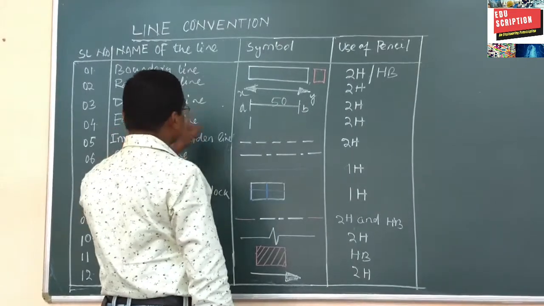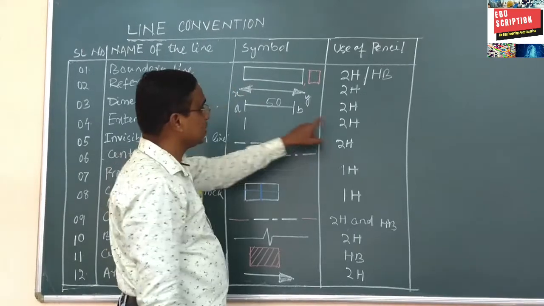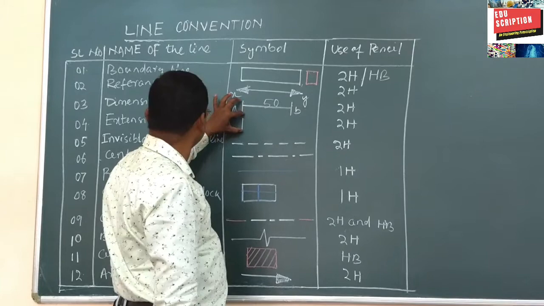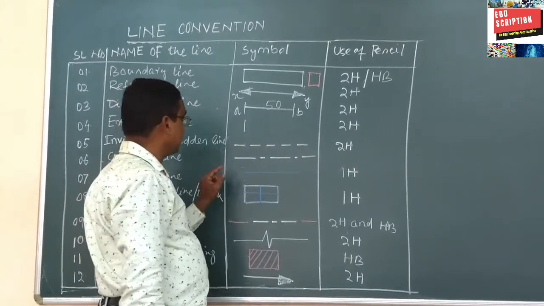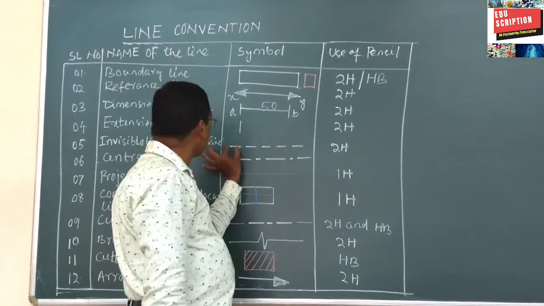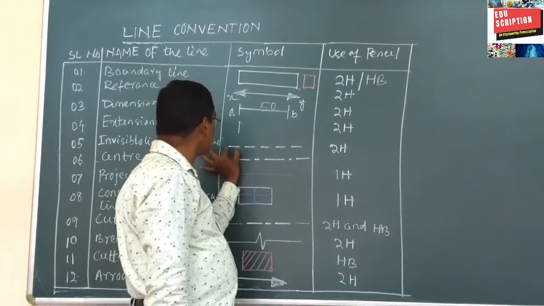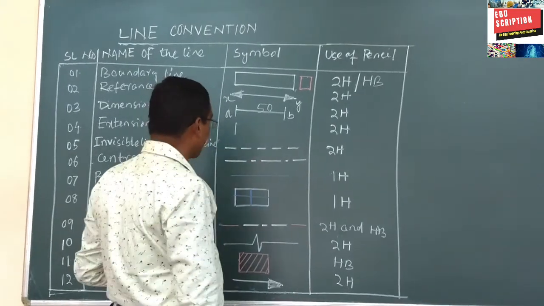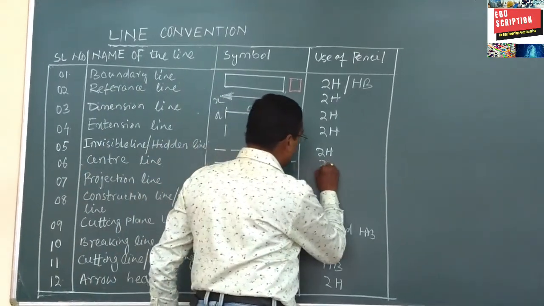Next one is the extension line. This is the dimension line, and this is the extension line, 2H pencil. This is approximately 8 mm. Invisible line or hidden line, that is a dotted line, 2H pencil. What is the line width? That is the gap width. Suppose the line is 2 mm, then the gap is also 2 mm. You will maintain that. Center line, also 2H pencil.